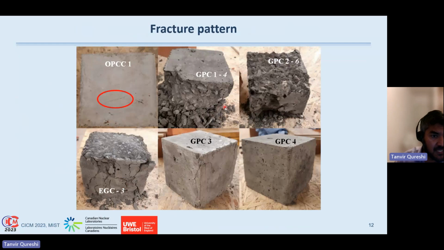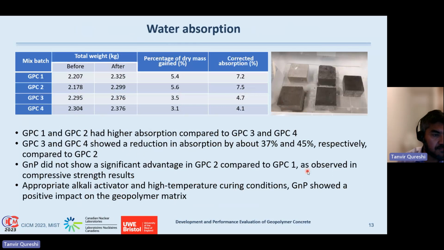And you can see the fracture pattern in different mixes. Here is a typical Portland cement concrete, just as a benchmark for how the fracture patterns could be. This is one of the samples in the soup batch, and you can see it's quite crumbling, but GPC 1 and 2 are of quite brittle nature, as opposed to GPC 3 and 4, which show quite ductile failure, particularly GPC 4, which was quite stable while it was cracking under compressive load.